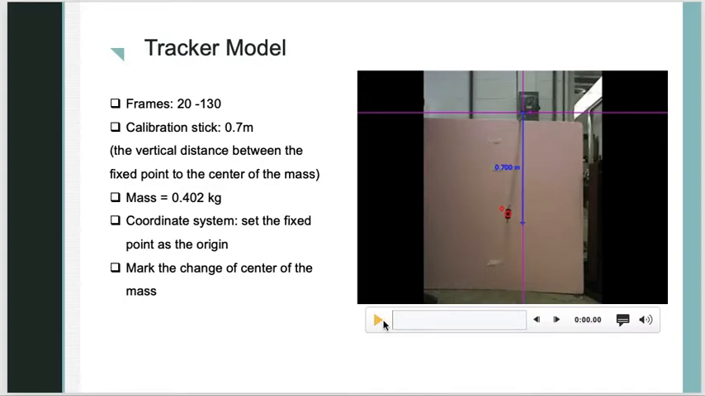Here is the Tracker model that I constructed. The start frame is 20 and the end frame is 130. The calibration stick is 0.7 meters, which is the vertical distance between the fixed point and the center of the mass. The mass is equal to 0.402 kilograms. For the coordinate system I constructed, I used the fixed point as the origin.